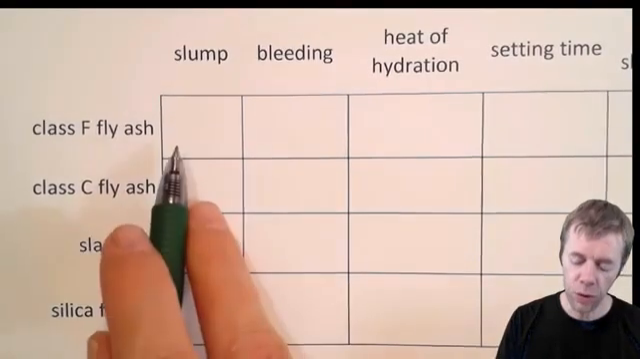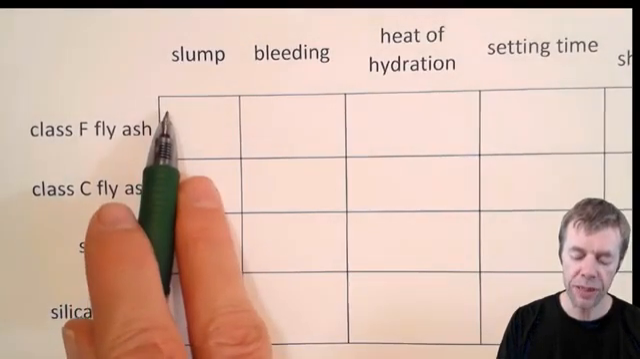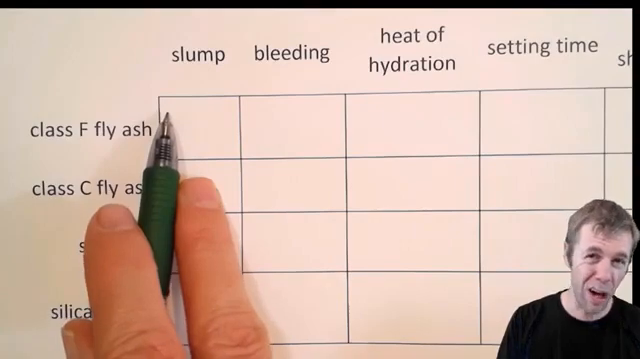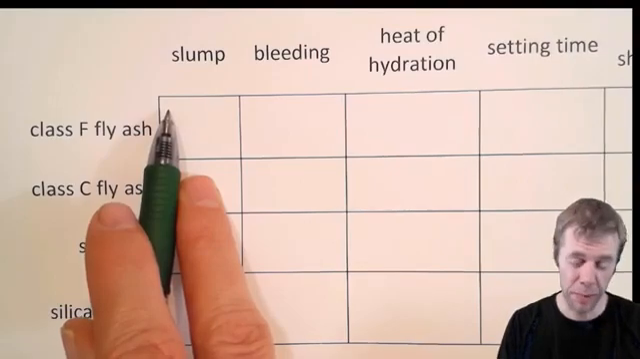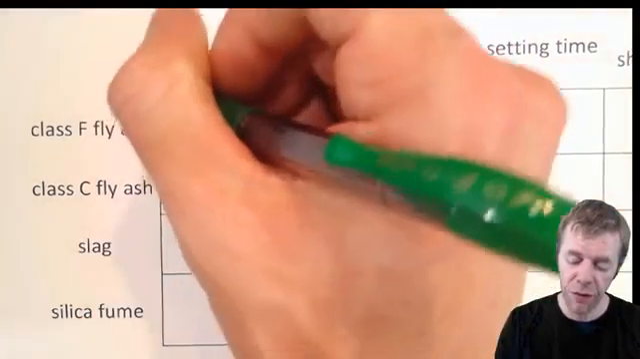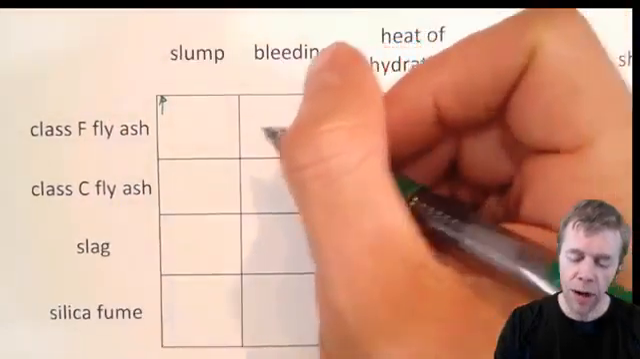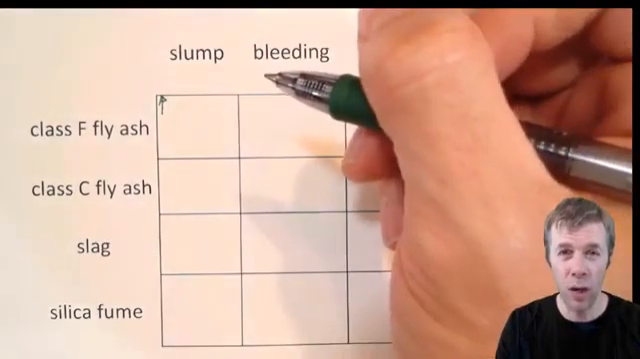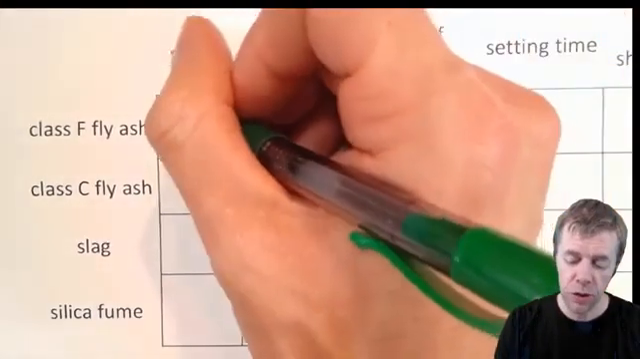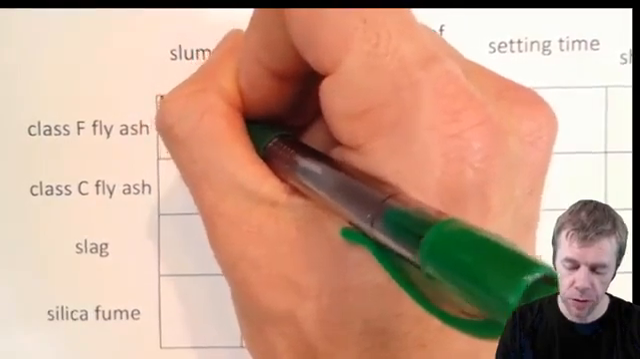Let's start out with slump. In the upper left-hand corner, I'm going to write whether it's up, down, double down. You can look back at the previous page to see what that means. But with class F fly ash, it's going to help increase slump. And then I'm going to write down why. Why is really important. You need to understand, always try to understand why something happens. Your slump is going to go up because we've got spherical particles.